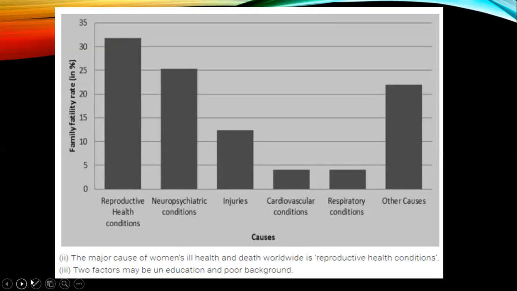So, as we had very much discussed, what a bar graph looks like, they are vertical rectangles of equal size, that is the same width but varying height as per the data. This is all that you have to do, and after that we have to find two more factors which could be responsible. It could be education and poor background.